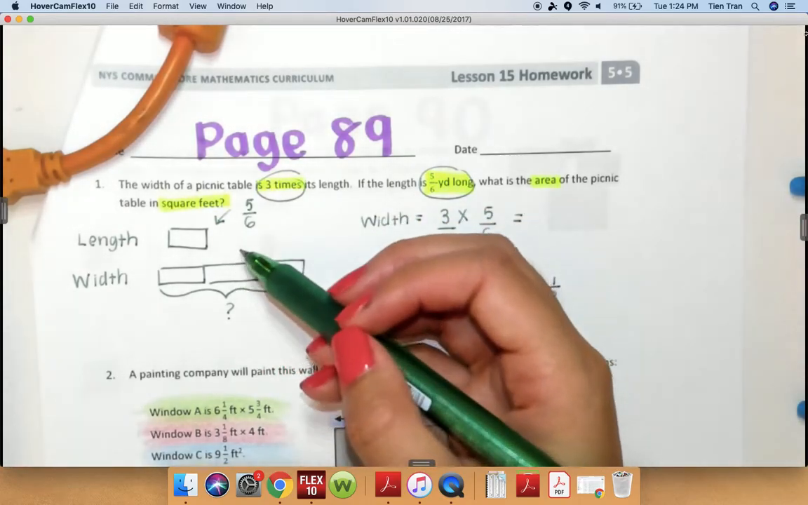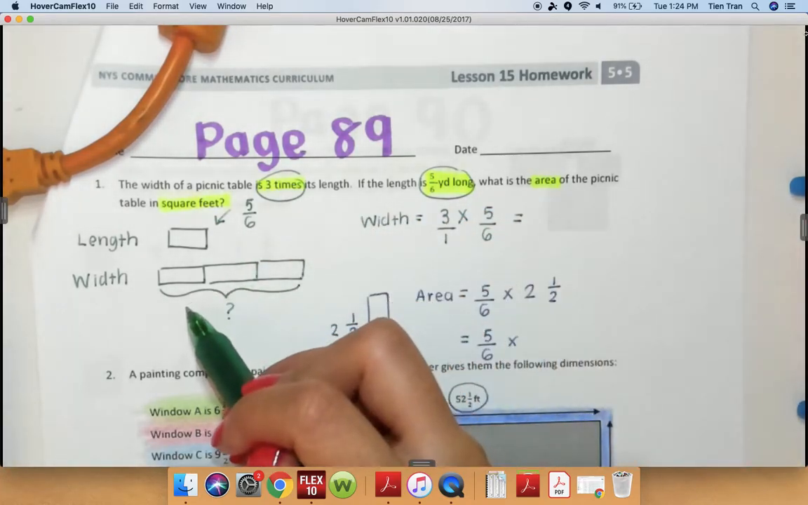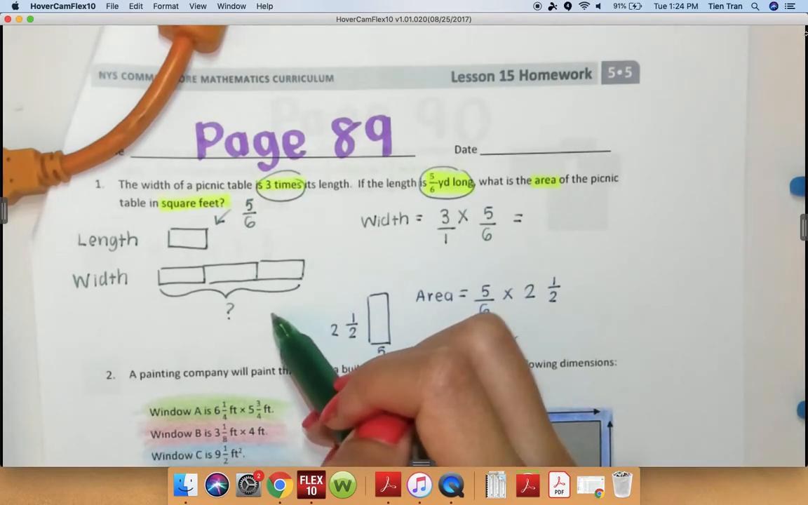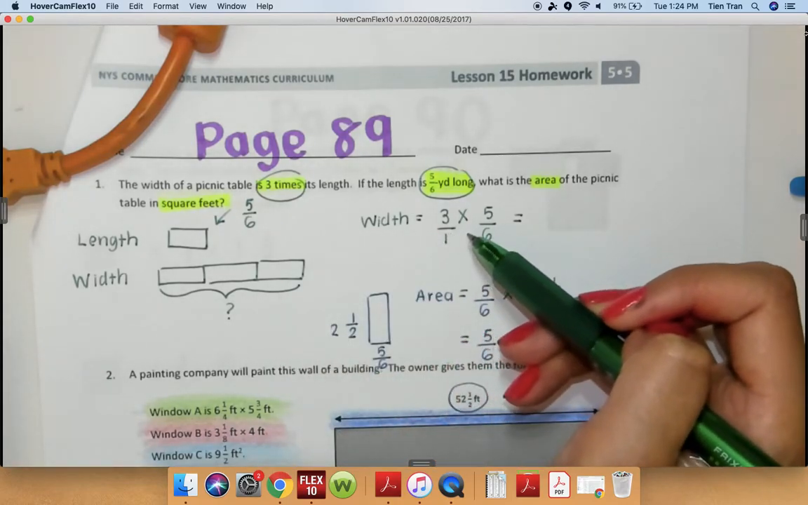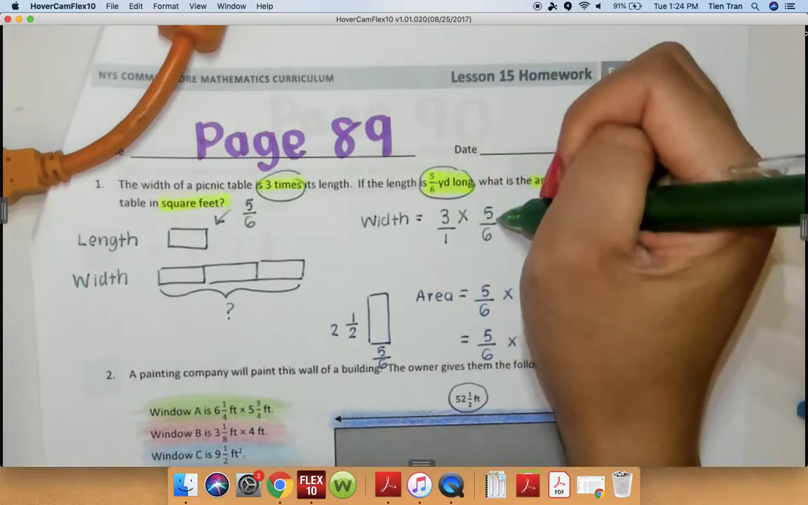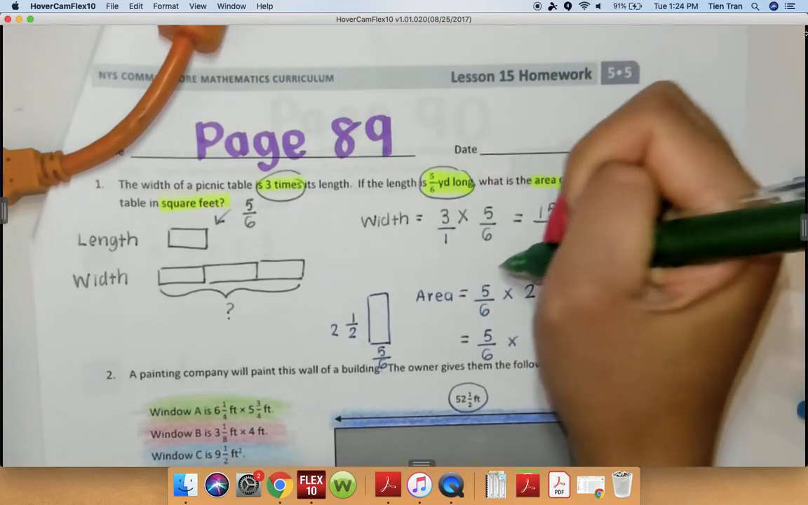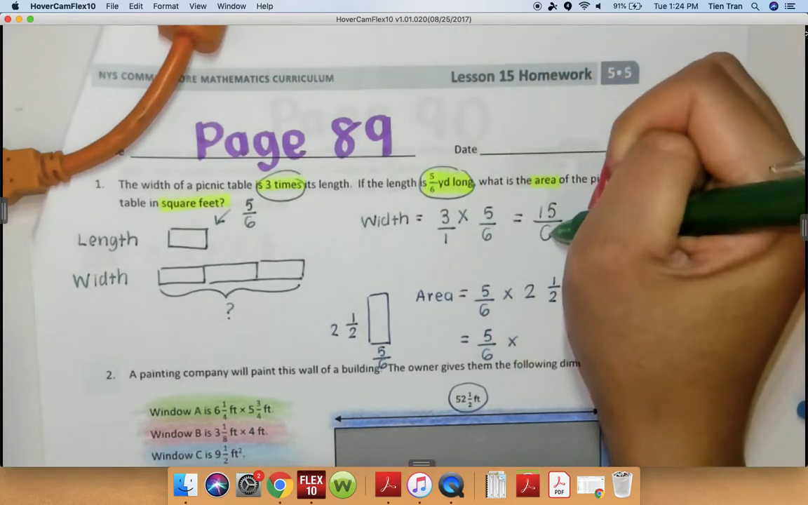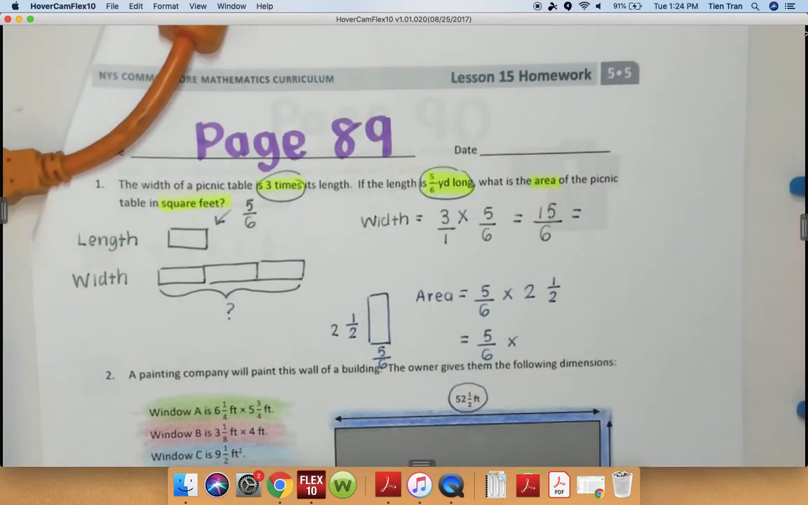So in order to find the area, I'm first going to find the width because I still don't know what the width is. So to find that, I'm going to multiply times 3. So I have 3 times 5, which is equal to 15, and 1 times 6, which is equal to 6. I am going to divide.